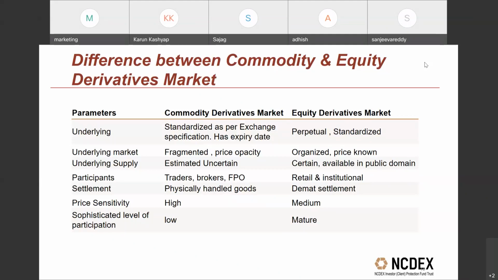Then market participants are traders, brokers, and FPOs in the commodity market, where retail traders basically mean physical traders. But in the equity market, participants are basically retail and institutional investors only. Then price sensitivity. Commodities are very price sensitive because it is an actual consumable item.